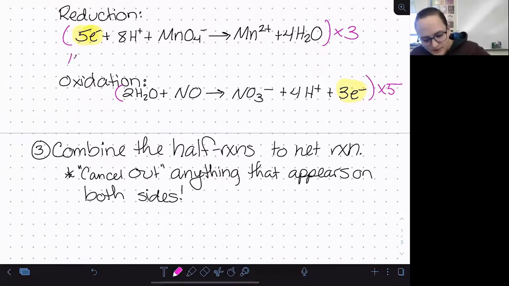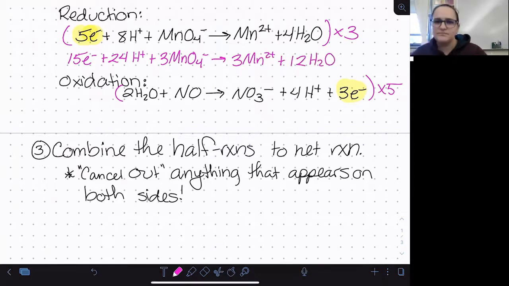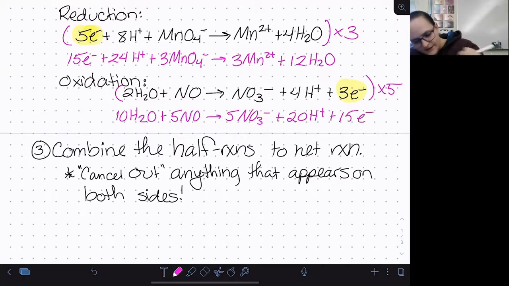So we will end up with 15 electrons plus 24 hydrogen ions plus 3 permanganate forms 3 manganese 2+ plus 12 water. And that's going to be the new version of our reduction. And then for our oxidation, we're multiplying by 5. So we'll get 10 water plus 5 nitrogen monoxide forms 5 nitrate and 20 H plus and 15 electrons.